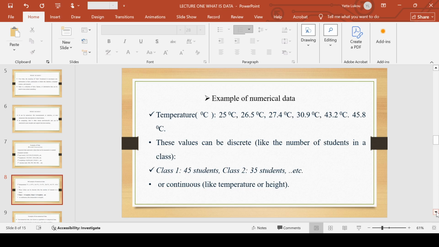So the numerical data here can be values like the number of students in a class. And this number of students, you cannot say you have 45 students or 45.5 or 35.5. You only have a whole number. Or it can be continuous like temperature or height, which can take decimal points. So when it is discrete, it does not take decimal points. And when it is continuous, it is possible that in the height, you can have a height of 10.5 or something like that.